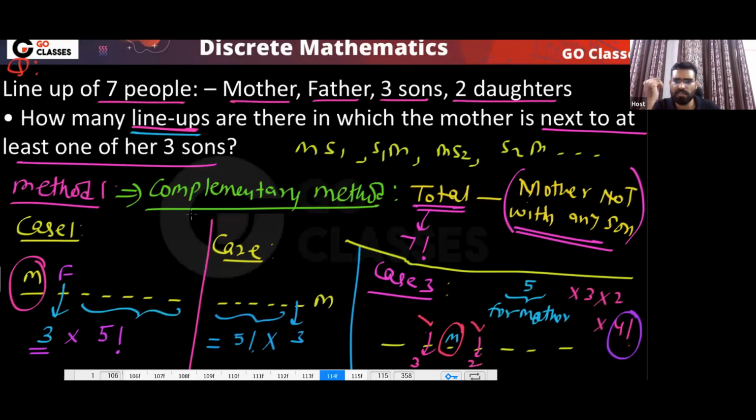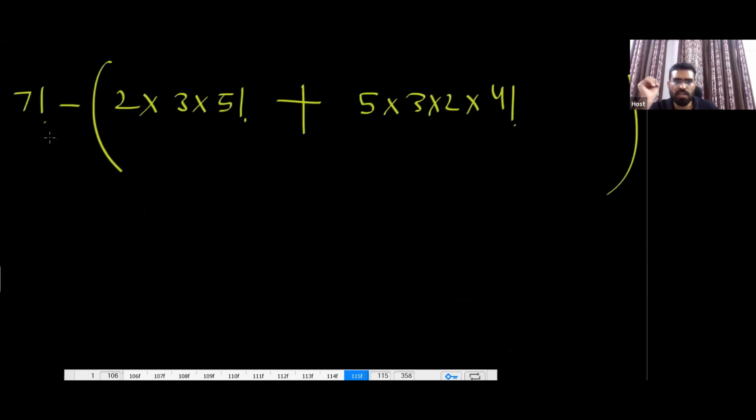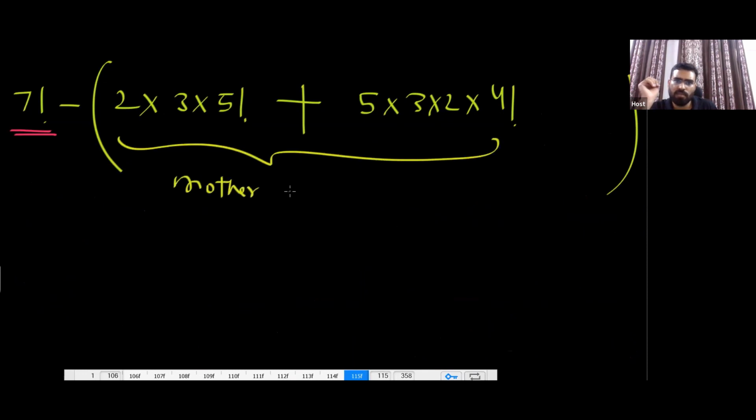Anyone has any doubt in this method? Only three cases possible. Either mother is on the left end, or mother is on the right end, or mother is not on the end. So mother can be in the remaining 5 positions, not on the left and not on the right. Only 3 cases are possible, and we have counted each of the 3 cases. Complementary method means mother is not with any of her sons. So here you have the total, and here mother is not next to any son.